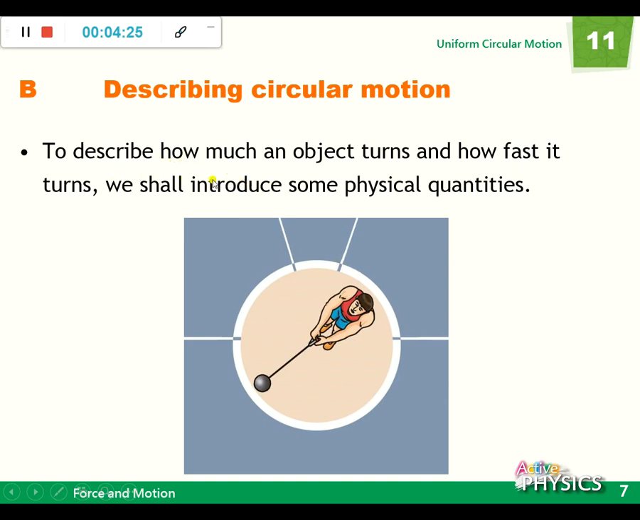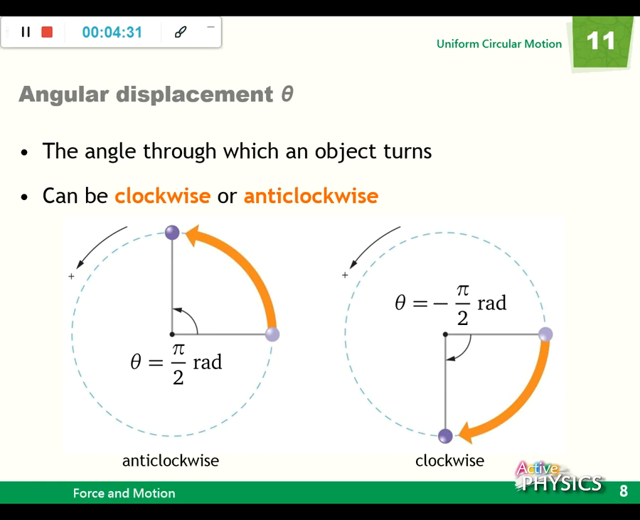Here, to describe how much an object turns and how fast it turns, look at this. We also have one new physical quantity, angular displacement. In the previous chapter, you know there was displacement, 位置的移動. How about this one, angular? Angular means related to angle. It means the change in angle.